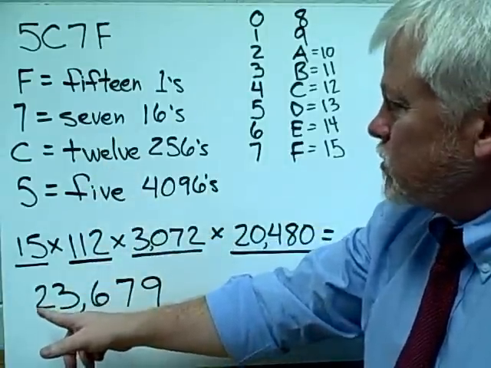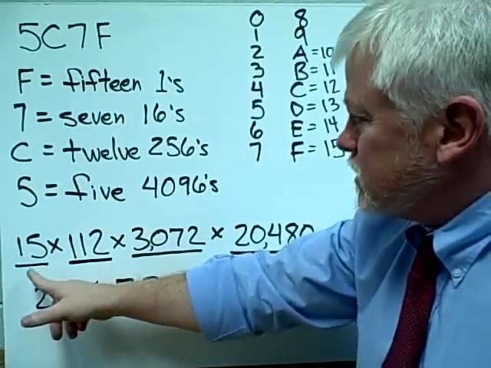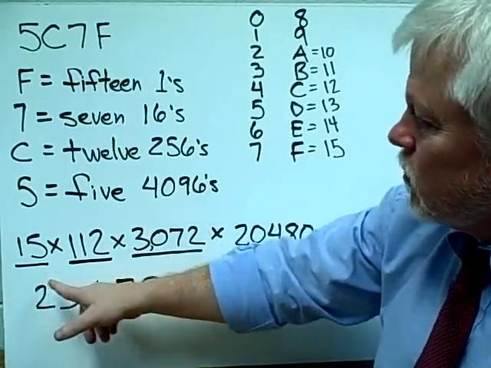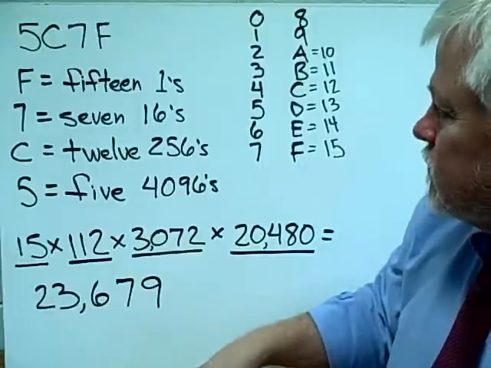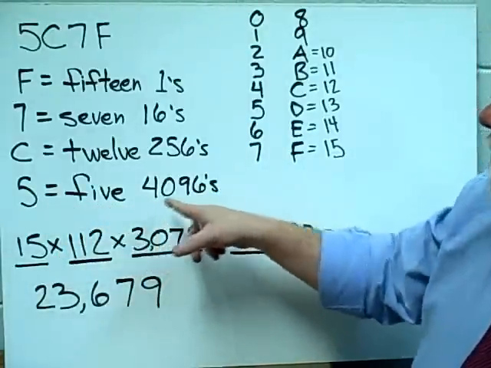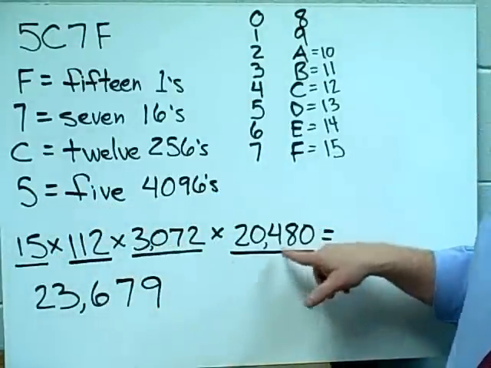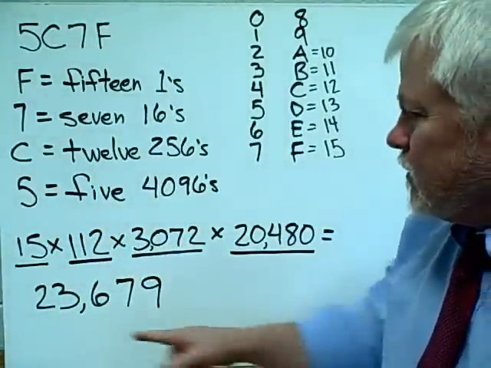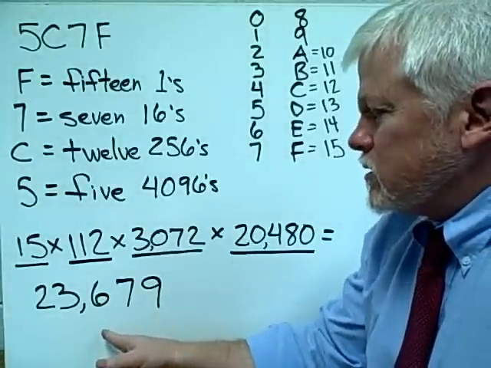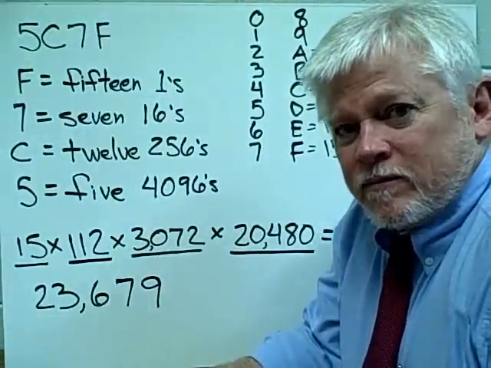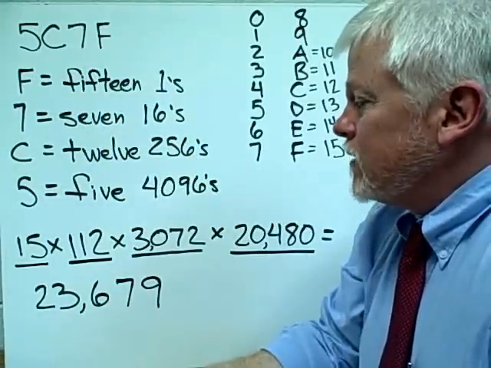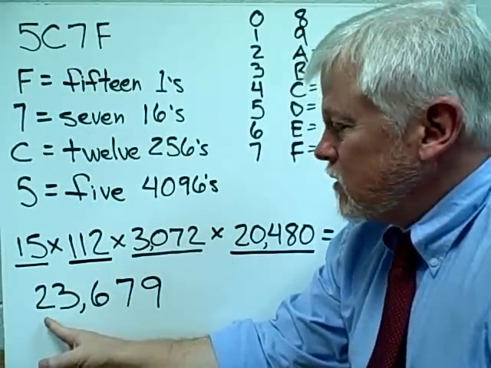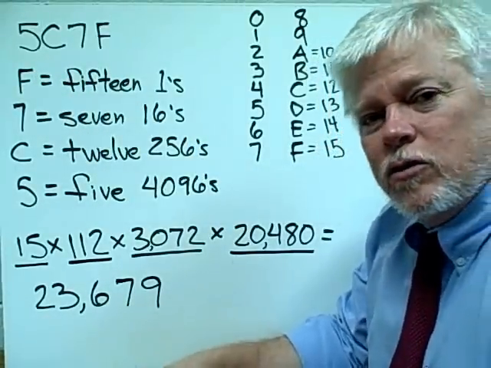So when you add all those numbers up, 15 ones is 15, plus 12 256s is 3,072, plus 5 4,096s is 20,480, for your total of 23,679. So the hexadecimal number 5C7F is equal to, in base 10, 23,679.